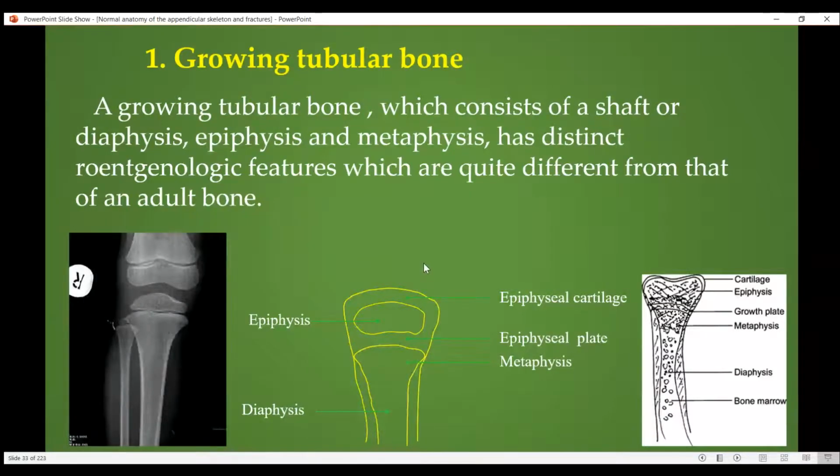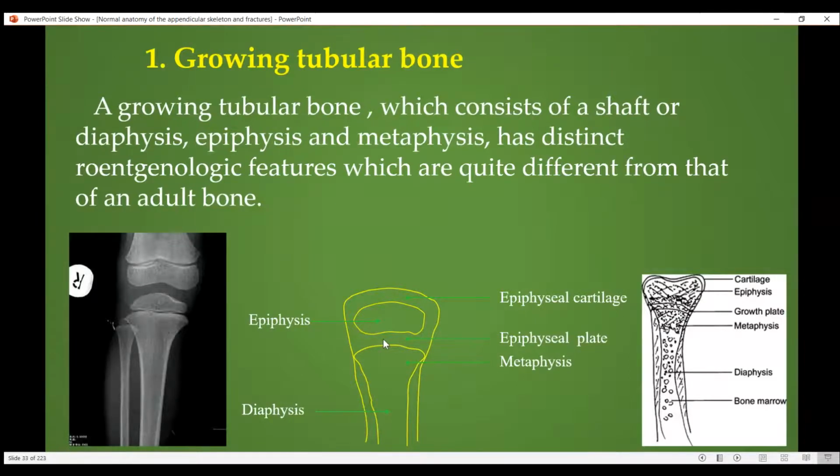There are three main parts, which begin with the epiphysis. This is the epiphysis, before ossification occurs in most of the young bones. Immediately next to it there is a radiolucent line that is called the epiphyseal plate, or the growth plate, which will have the provisional zone of calcification.